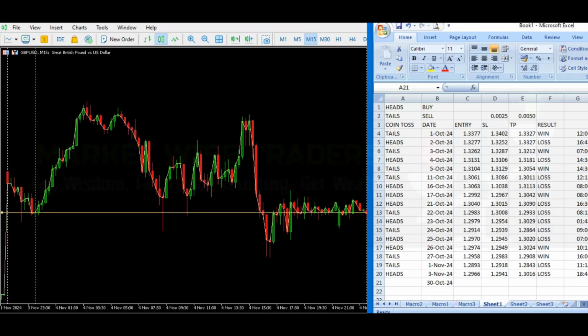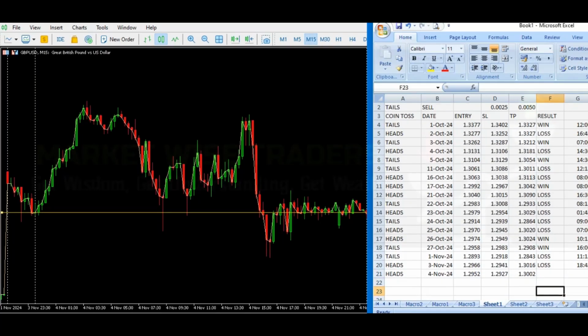Somewhere down here. Toss the coin, and that is heads again. Okay, so heads means we buy, and price was at 129.52. If I'm buying, stop loss is below, take profit is above. Right, let's see what happened.